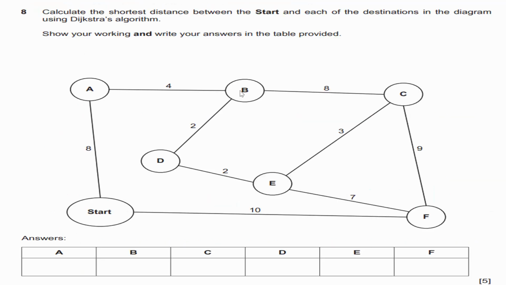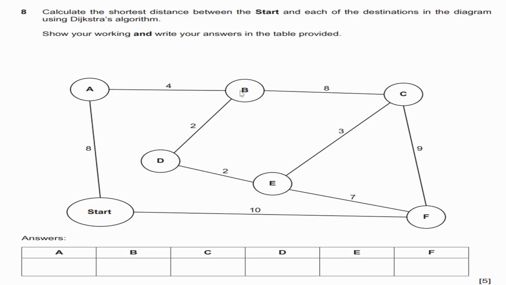Calculate the shortest distance between the start and each of the destinations, so that's A, B, C, D, E, F, in the diagram using Dijkstra's algorithm. Now, on the paper 3 exam, they could ask you about the A-star algorithm. So you need to know both of these. Another way they could assess you is to have you explain what Dijkstra's algorithm is, followed by what the A-star algorithm is. They could ask you, how is the A-star algorithm more efficient than Dijkstra's algorithm?